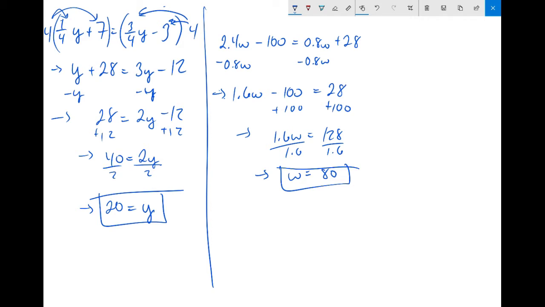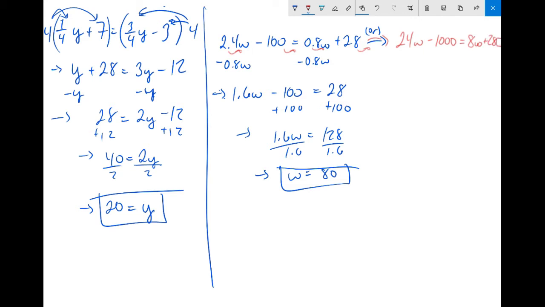So working with the decimals, not that bad really. It's a lot easier than fractions. You could clear the decimals out if you really want to. I'll just do it in pencil over here. You could just move all the decimal places over one point to clear the decimals, so then you'd end up with 24w minus 1,000, equals 8w plus 280.